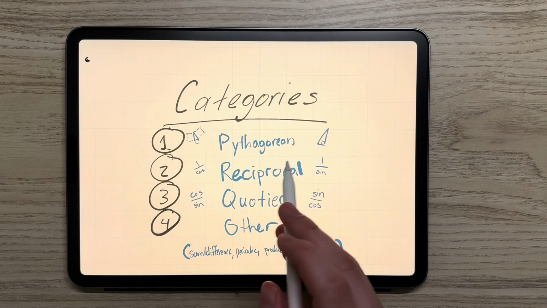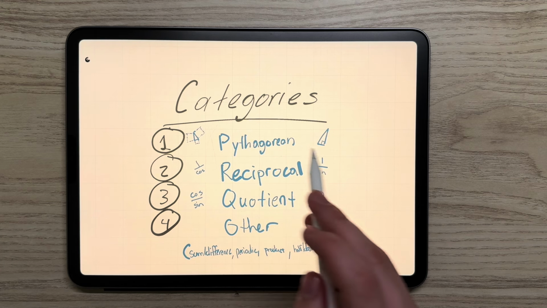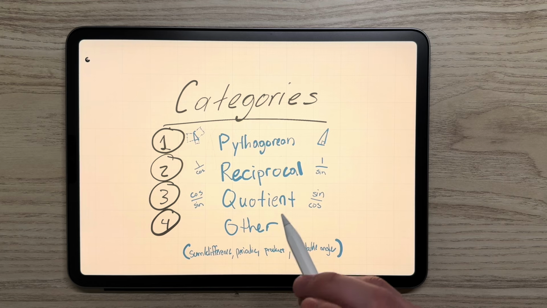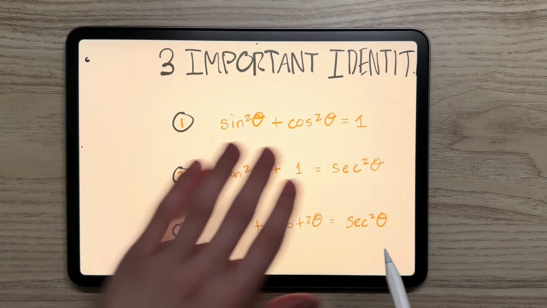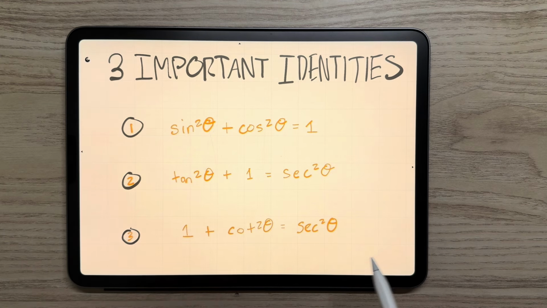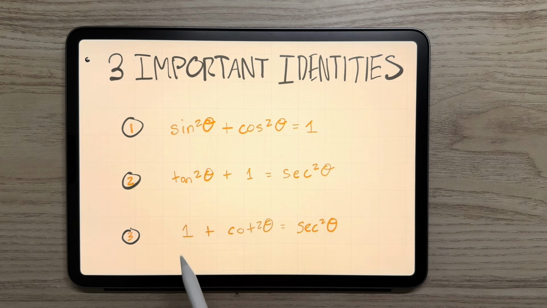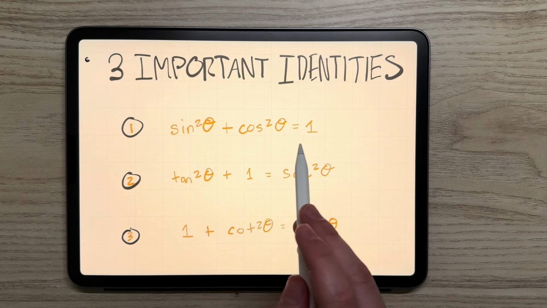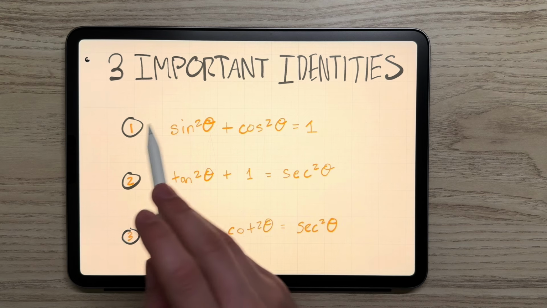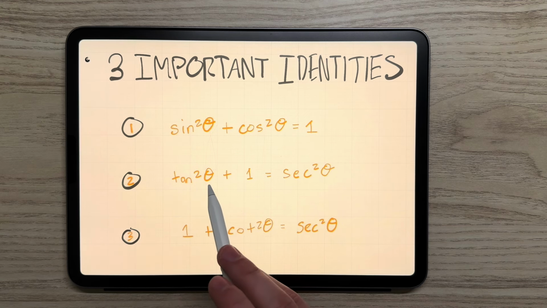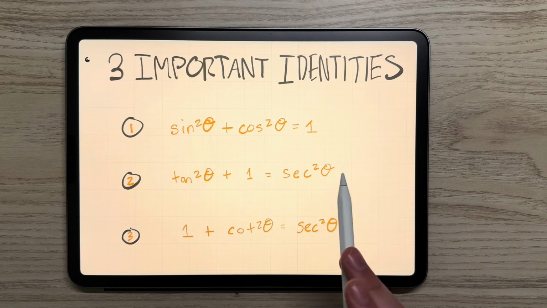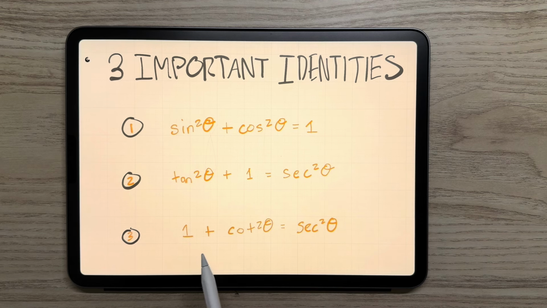We're going to spend a lot of time looking at Pythagorean identities, and then we're going to look at examples. So, the first and most important identity in the Pythagorean identities is sine squared theta plus cosine squared theta is equal to 1. Another one is tangent squared theta plus 1 is equal to secant squared theta. And the last identity is 1 plus cotangent squared theta is equal to secant squared theta.